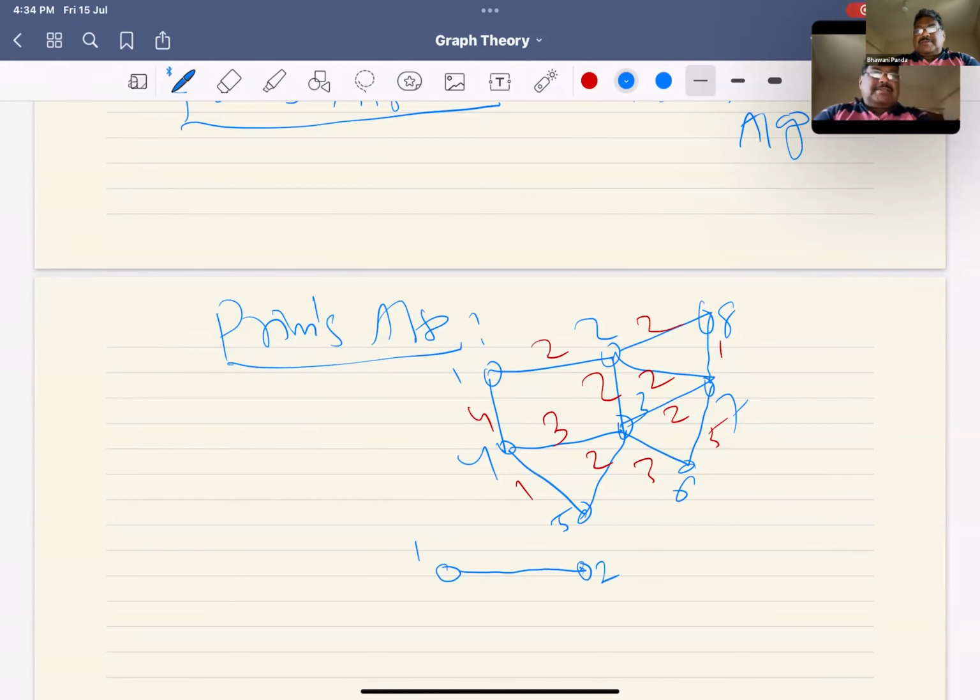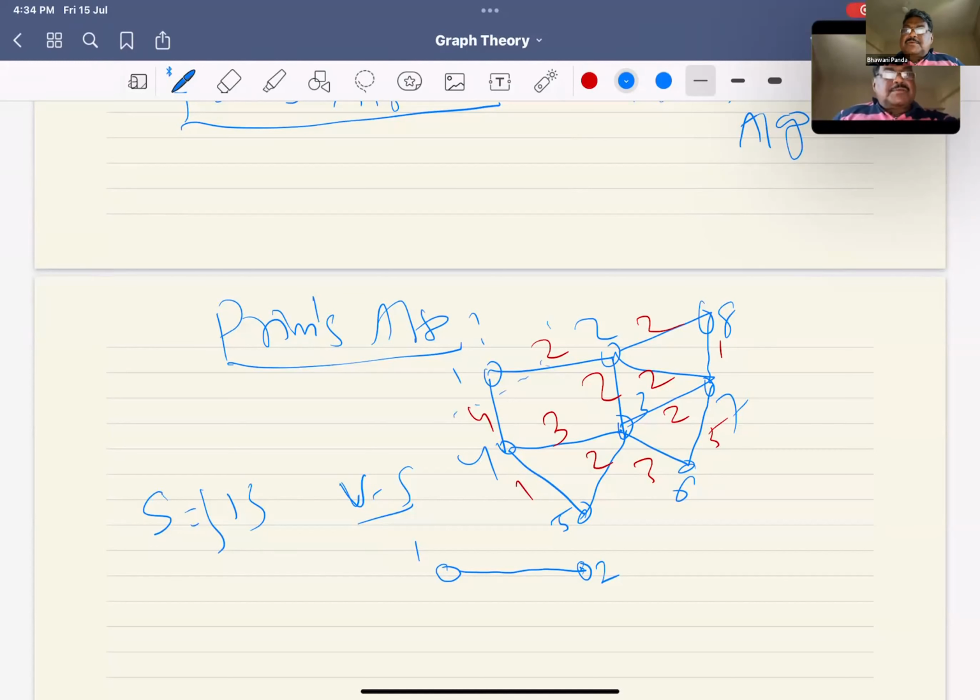I'll maintain the set S. S is equal to {1}. I'll find all edges going from S to V minus S and select the minimum cost edge. So in this case, only two edges were going.